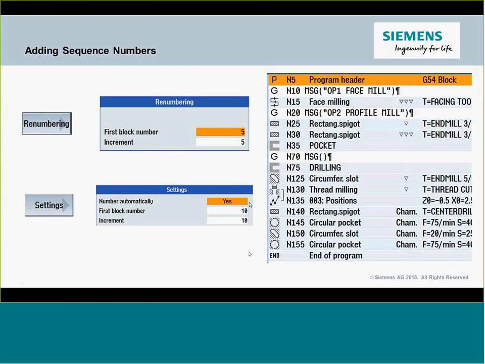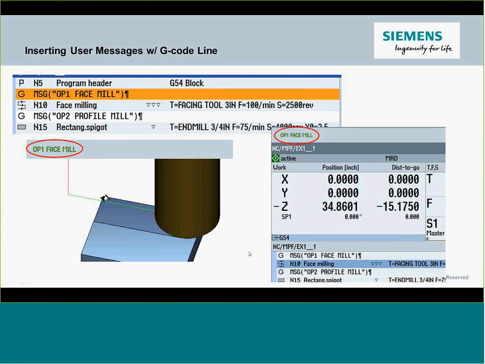A couple last things here to show. One of the areas I like to use the G-code line for is adding in operator messages. So here I can actually force a message to pop up. I'll see it in simulation, but I'll also see it in the run screen by using our message command.